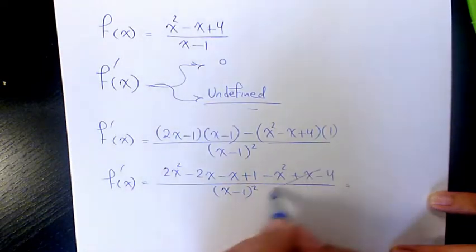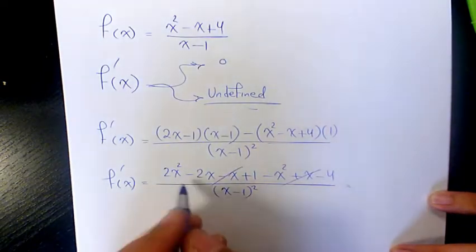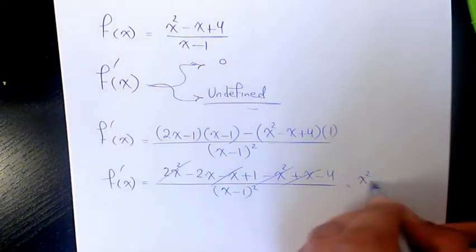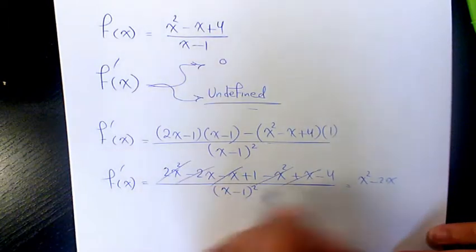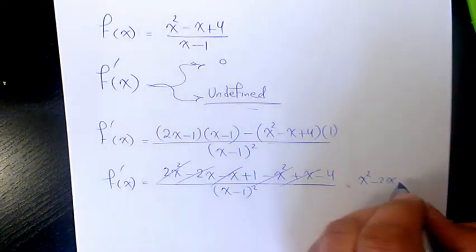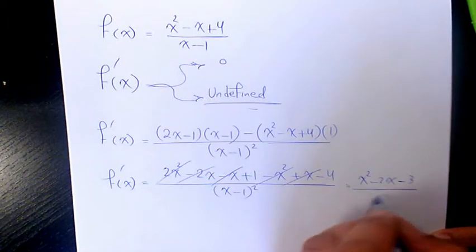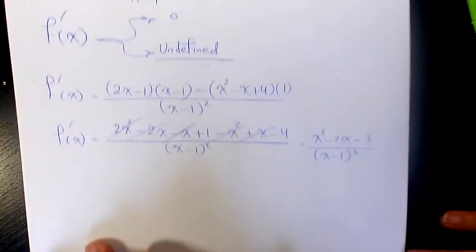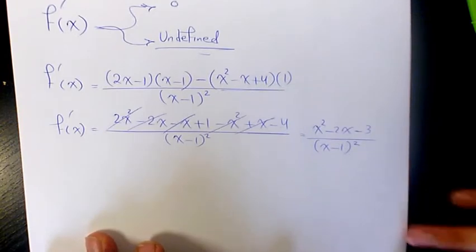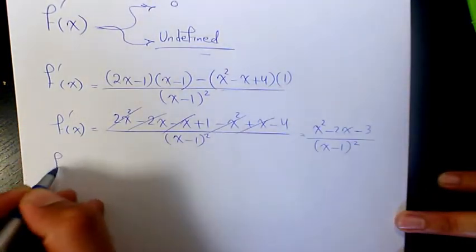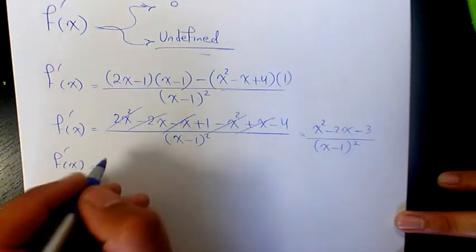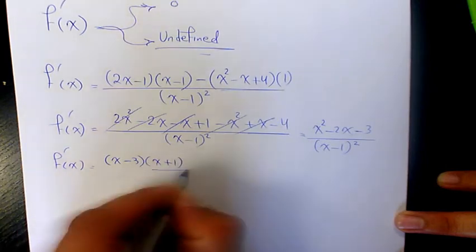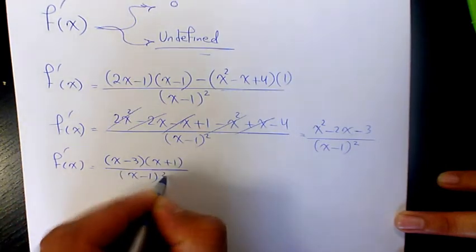Then x and negative x cancel out. 2x squared minus x squared is going to be x squared minus 2x. Negative 4 and positive 1 is going to be negative 3, divided by x minus 1 to the power of 2. Then I need to factor the numerator. When you factor it, it's going to be x minus 3 times x plus 1 over x minus 1 squared.